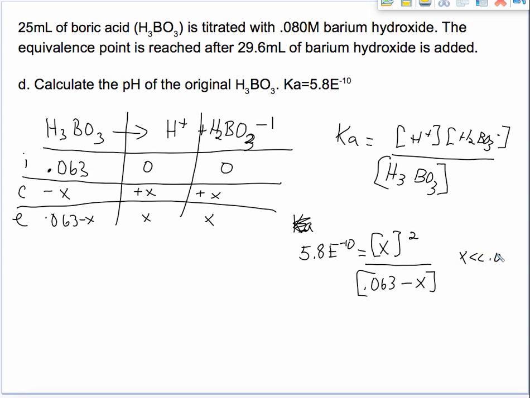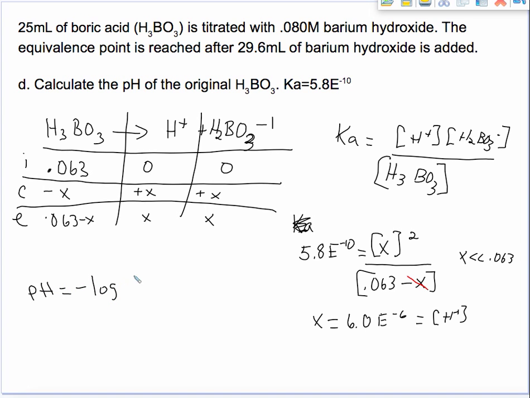Now, since this Ka is a really, really small number, this X is going to be really, really small. So X is much, much less than 0.063. Because of that, we can just drop that X and not worry about it. Therefore, we can take 0.063 times 5.8 e to the minus 10, and then take the square root of both sides. What you would get is that X equals 6.0 e to the minus 6. And remember that X is equal to what H plus is equal to.